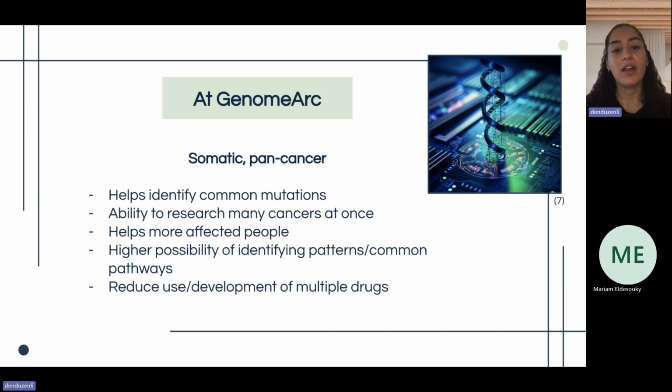So at GenomeArc, the main focus of the work, and mine as well during my internship, was somatic pan-cancer genes. These can help identify common mutations. As I mentioned in the previous slide, pan-cancer genes are very important to study just due to the fact that they are found in many different genes and cancers. So this can help identify common mutations, pathways, variants, to help us better understand cancer and how it functions.